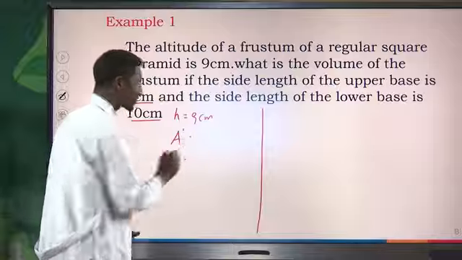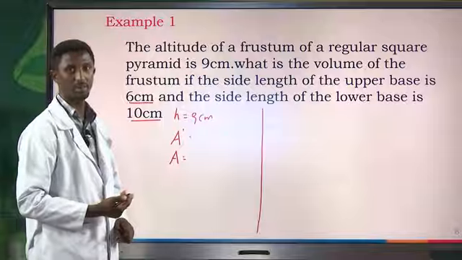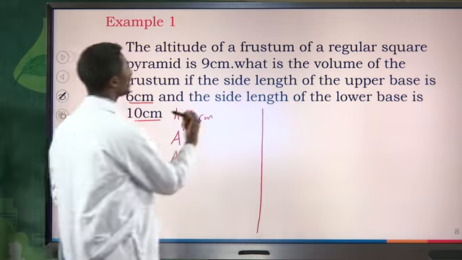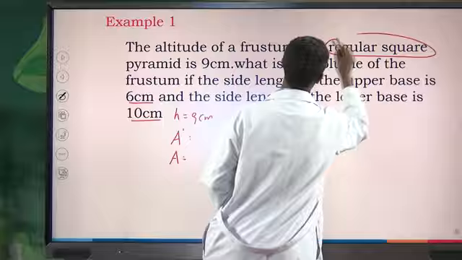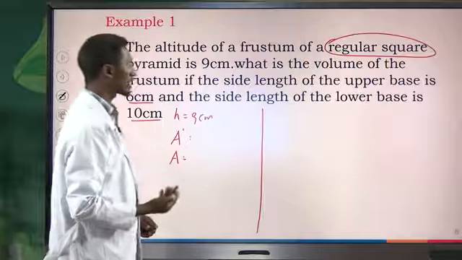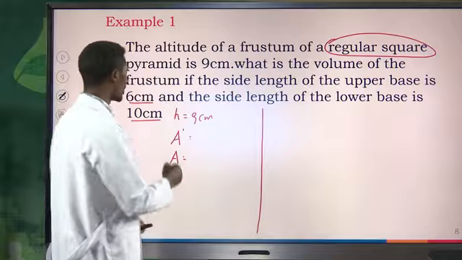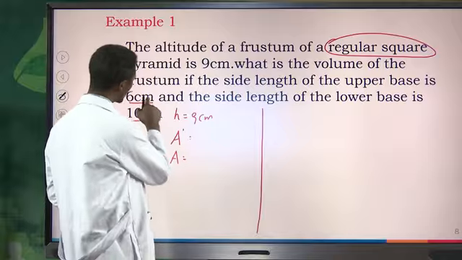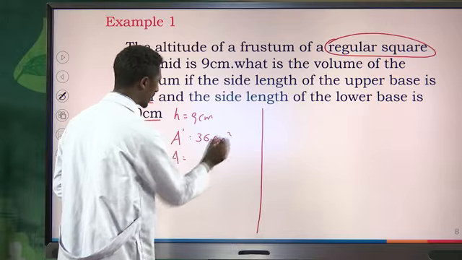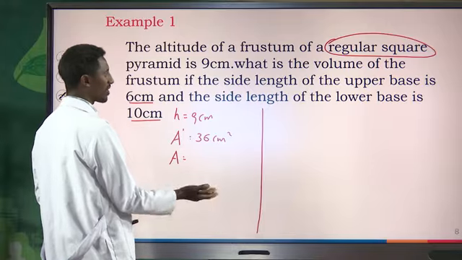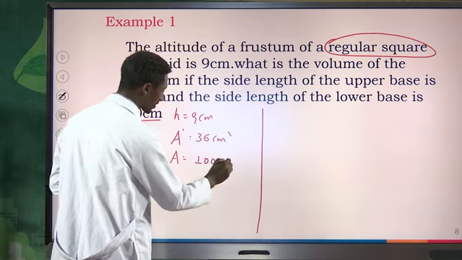A prime is the area of the cross-sectional area, or the area of the upper base. But it says the frustum is of a regular square pyramid. If it is a regular square pyramid, both the lower and upper bases are squares. So the area A prime is 6 times 6, that is 36 centimeter square, and A is the area of the base, that is 10 times 10, which is 100 centimeter square.